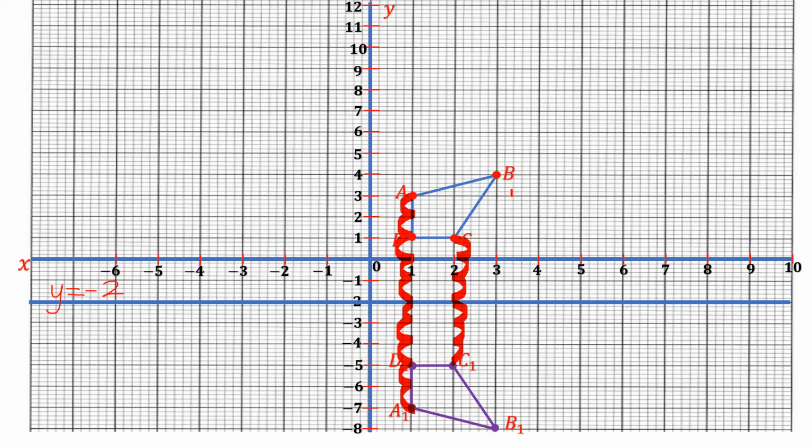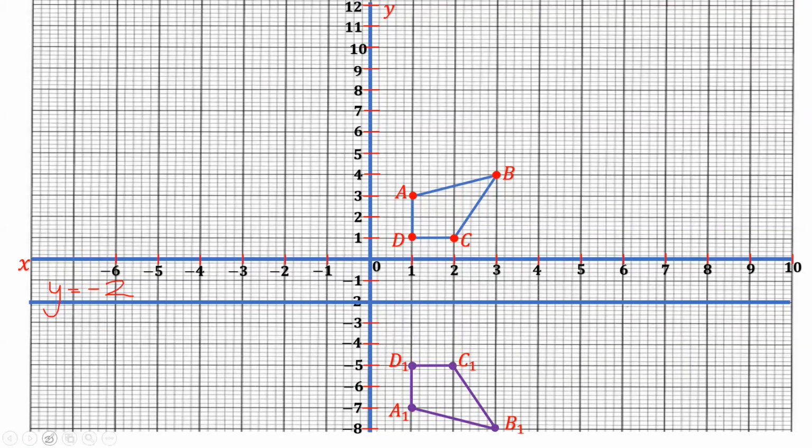And then now we have B. B is going to be what? 1, 2, 3, 4, 5, 6. So you're going to move 6 spaces below. 1, 2, 3, 4, 5, and 6. And so B1 is going to be right here. And so that's how we perform the reflection using this particular line of reflection, which is the line y. Let's write it again. The line y is equal to -2.